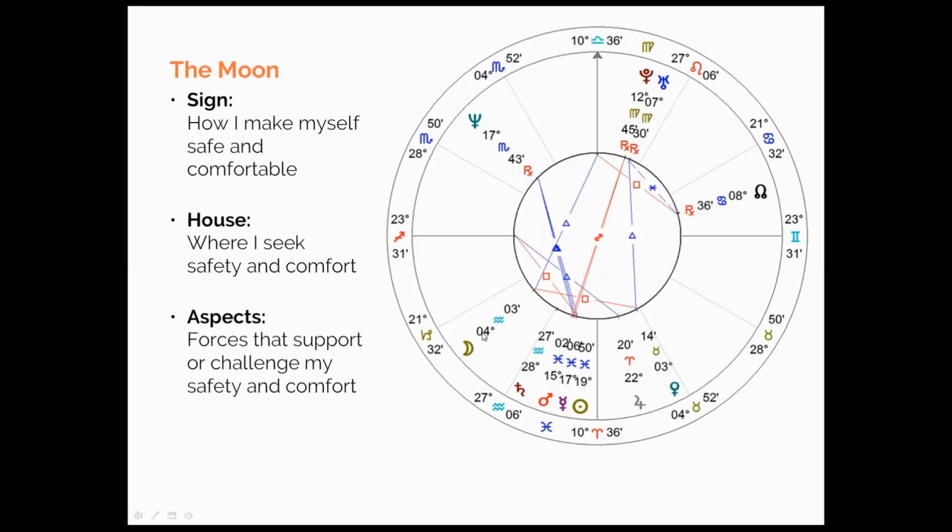The aspects to the moon represent forces that support or challenge safety and comfort. So we don't see any planets right around the moon here. And we don't see anything opposite in the Leo area of the chart. But those who are attuned to planetary aspects note this little line and character here that connect Venus and the moon with a square, 90-degree aspect. That's an aspect that represents conflict, in this case between what I need and what makes me feel safe and comfortable versus what I want.